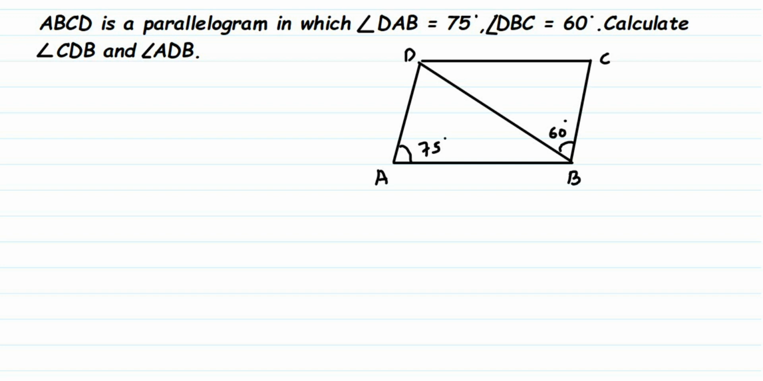The question is, ABCD is a parallelogram, this is ABCD, in which angle DAB, that is angle A, is 75 degrees. DBC, they're talking about this angle, is 60 degrees. Calculate angle CDB. I'm going to mark this CDB here, C, D and B, which means we're talking about this small angle. We have to find out this angle, and let me mark it with yellow.